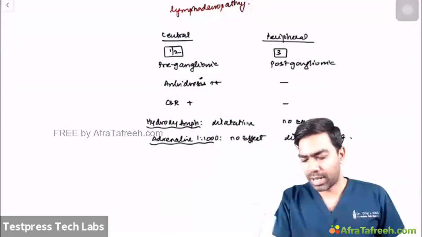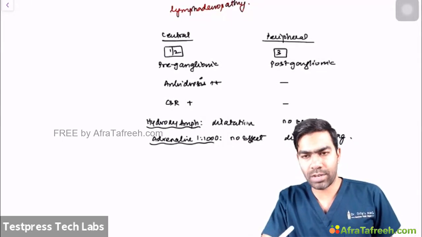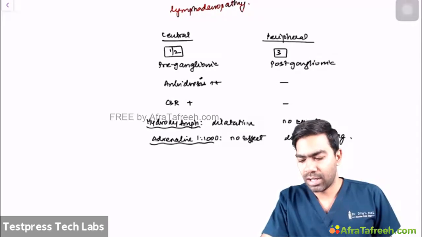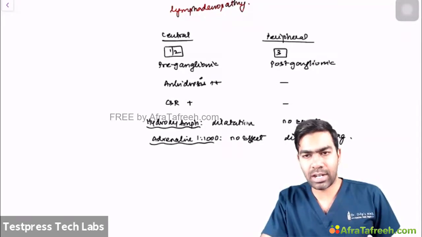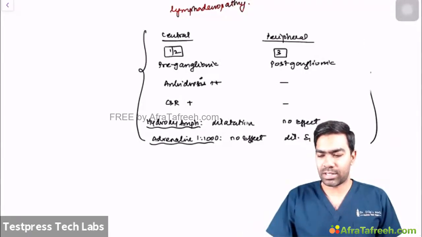Yes, this is nothing but the amphetamine test. There's a hydroxyamphetamine test. Central will show effect, but peripheral will not show any effect. Whereas with adrenaline testing, only the peripheral will show effect and central is not going to show any effect. So this is how you basically differentiate central versus peripheral Horner's.